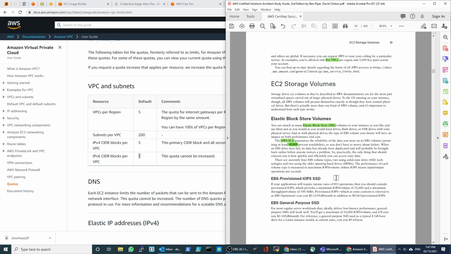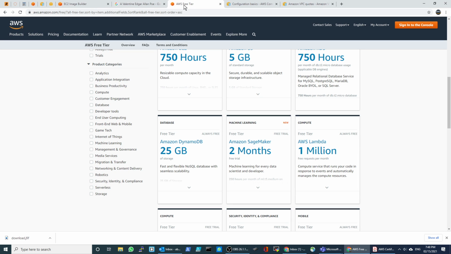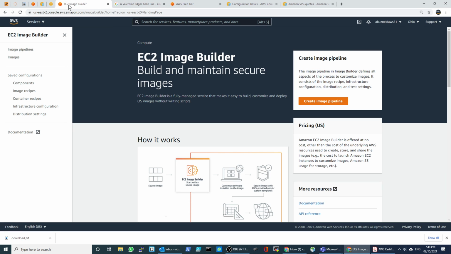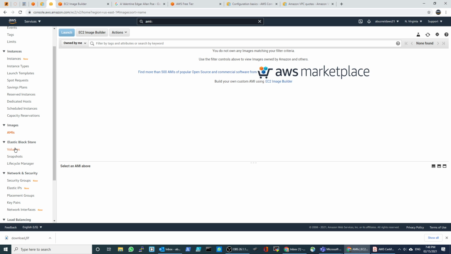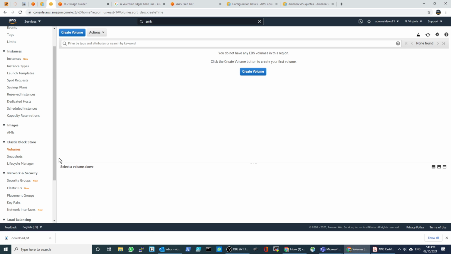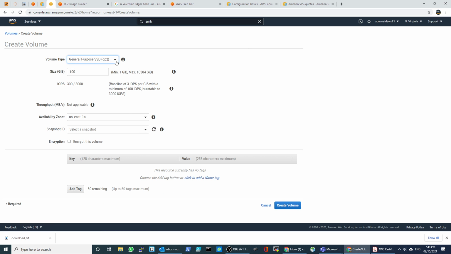Then you have different types like EBS Provisioned IOPS SSD, EBS General Purpose, throughput optimized HDD, and Cold HDD. If you don't know what I'm talking about, go in here to Volumes, you see the volumes in here. Create a volume. These are the types.